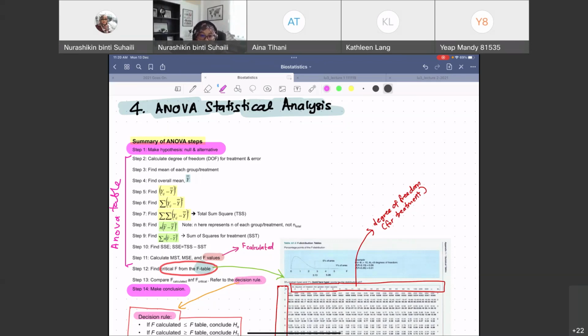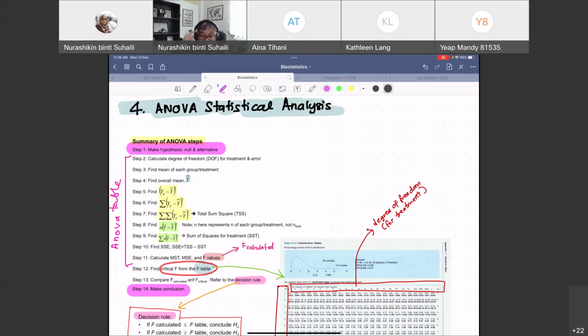Right. Step 2, calculate degrees of freedom. Step 3, find the mean. Step 4, find the overall mean. Just go through first, and I'll guide you later on what all these steps are about. Step 5 to Step 9 are actually all the steps for you to find all the things inside the ANOVA summary table. Then step 10, find SSE. Step 11, calculate MST, MSE, and F values.